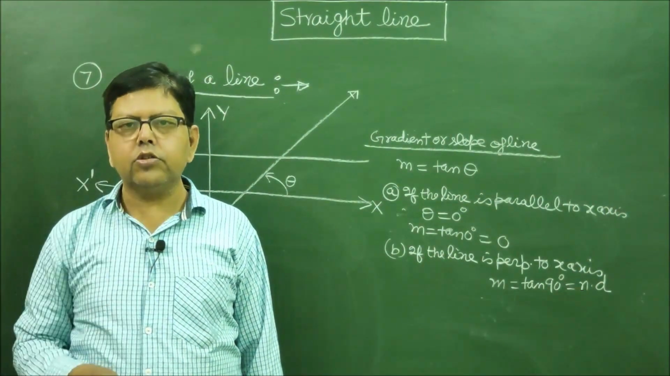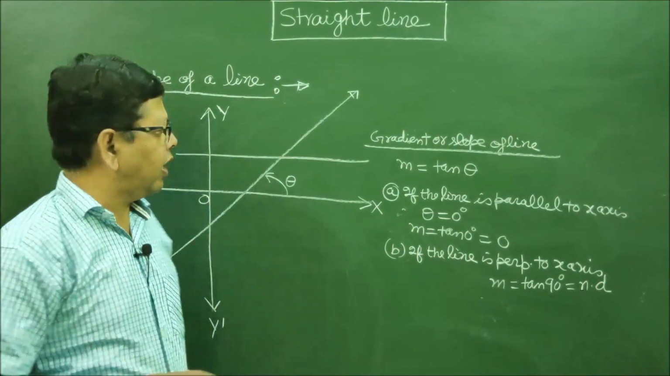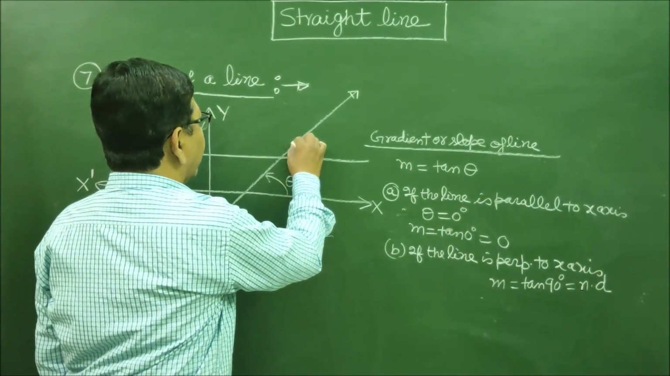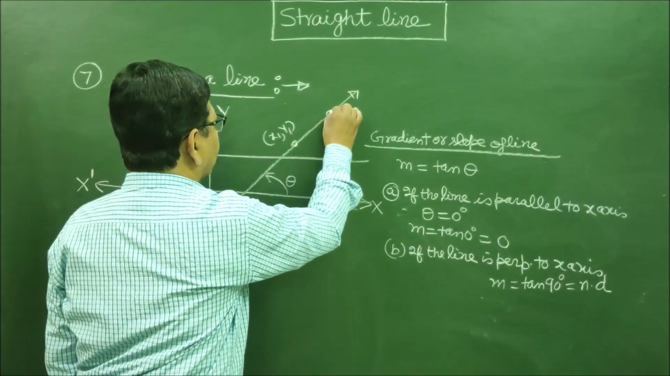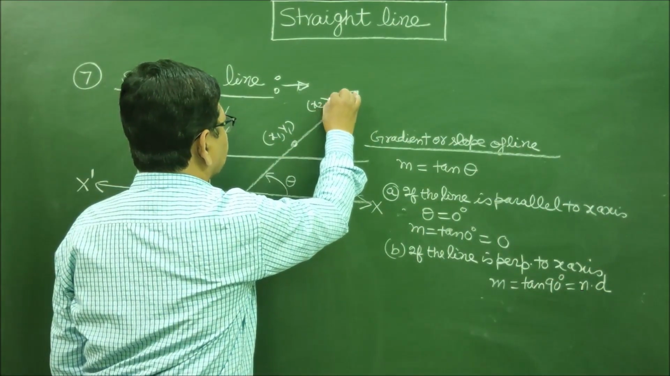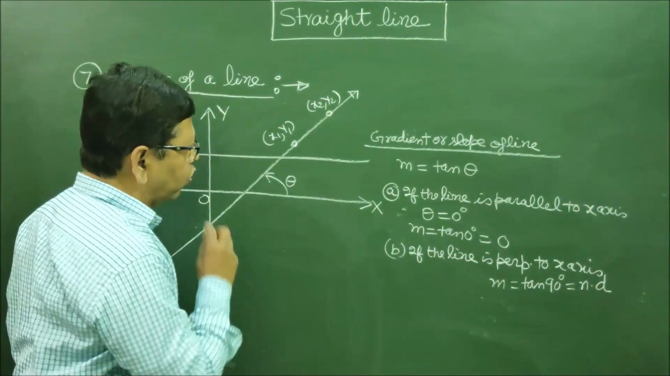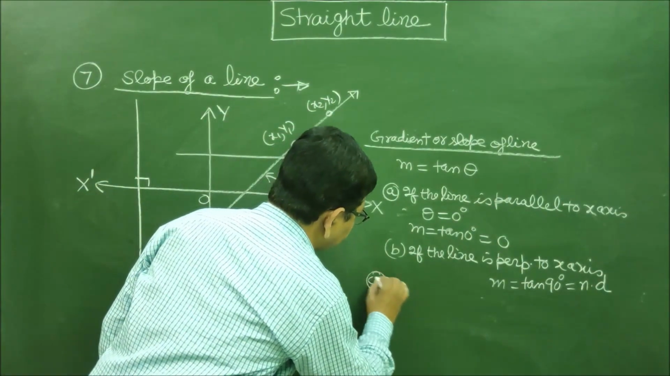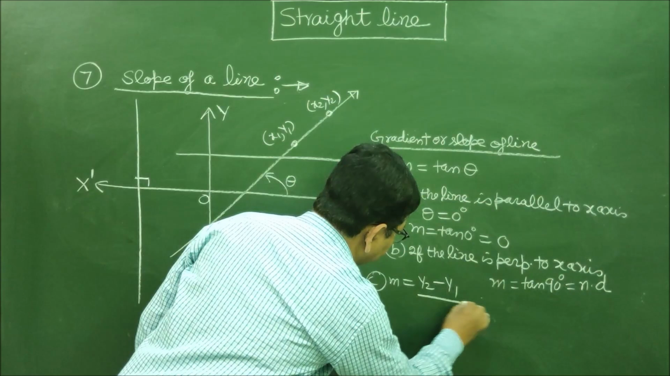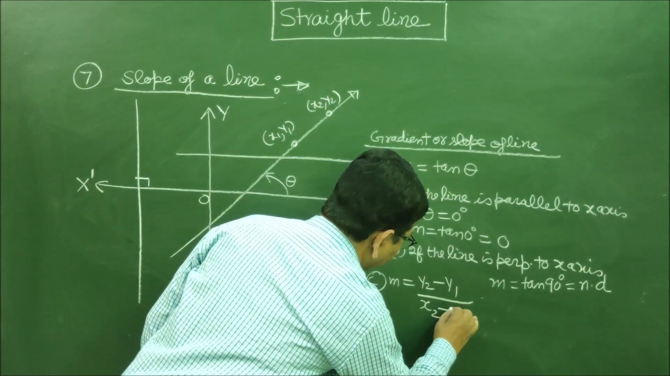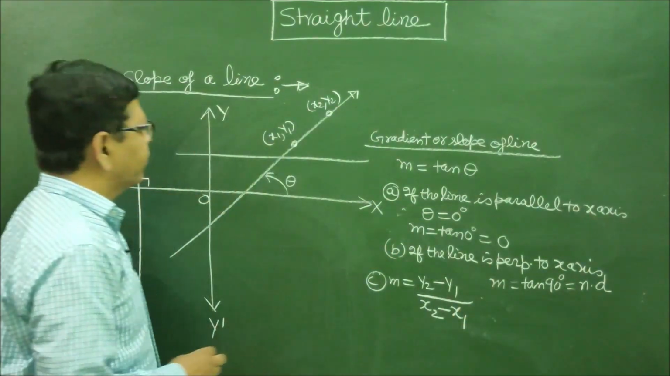If instead of having this angle, the line passes through 2 points having the coordinates x1 comma y1, and x2 comma y2, then the slope of the line m is equal to the difference of y coordinates over the difference of x coordinates: y2 minus y1 upon x2 minus x1.